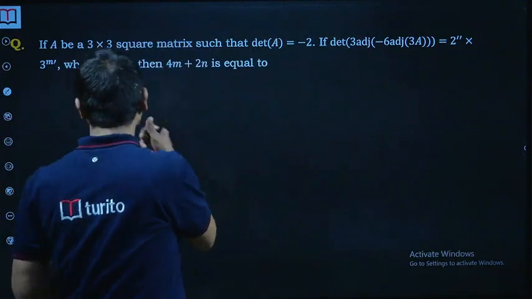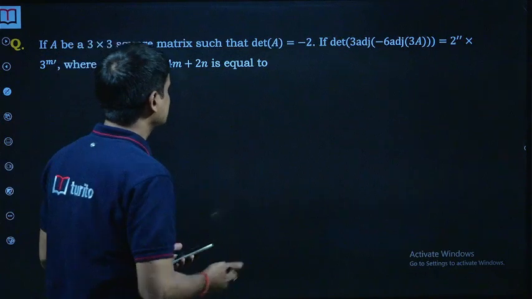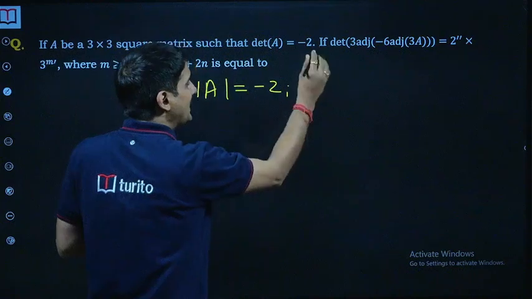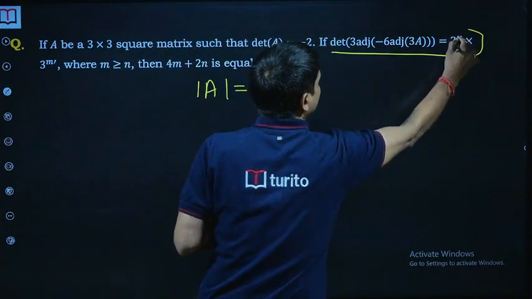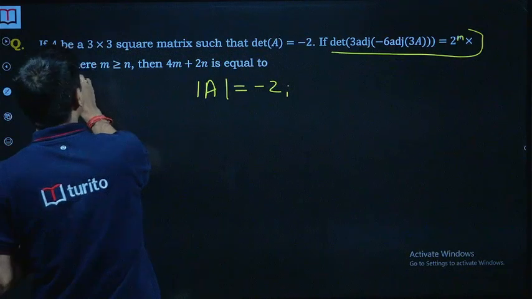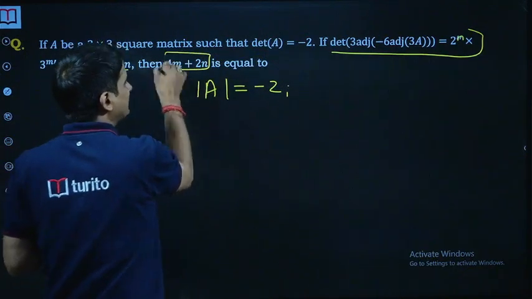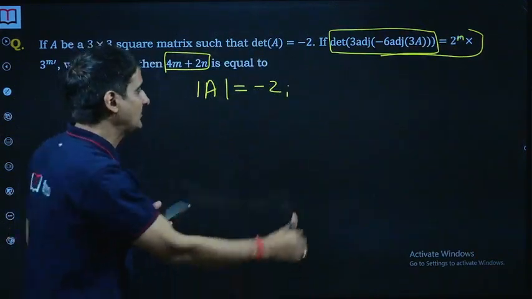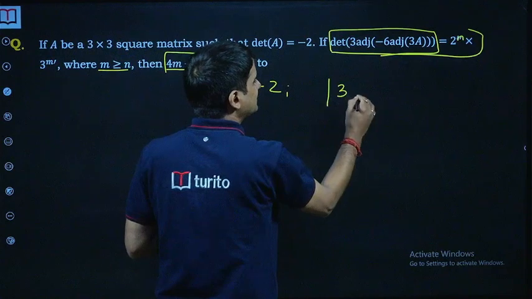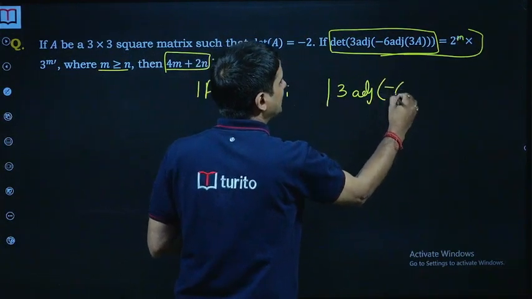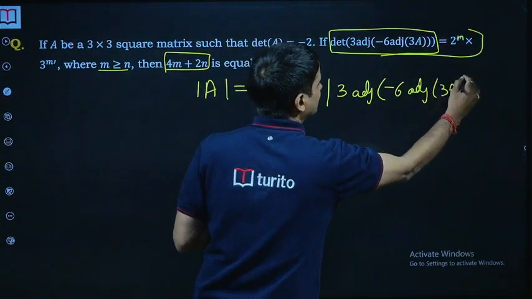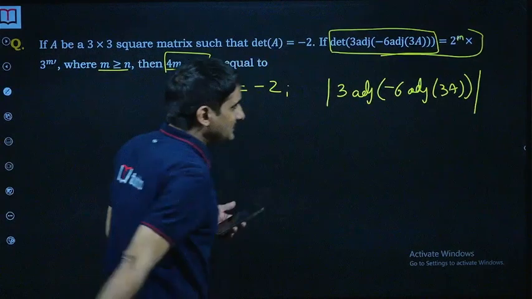The question is: A is a 3 cross 3 square matrix such that determinant of A is -2. So what are we given? Determinant of A is -2, and we are asked to find 2 raised to the power n into 3 raised to the power n, where n is what we all know. We are asked to find the determinant of 3 times adjoint of -6 times adjoint of 3A.